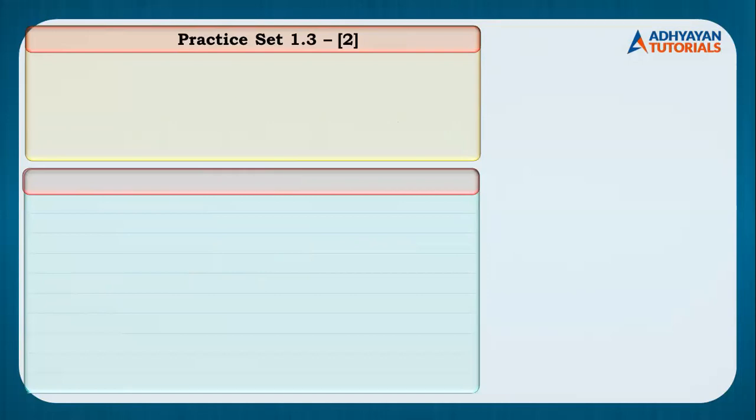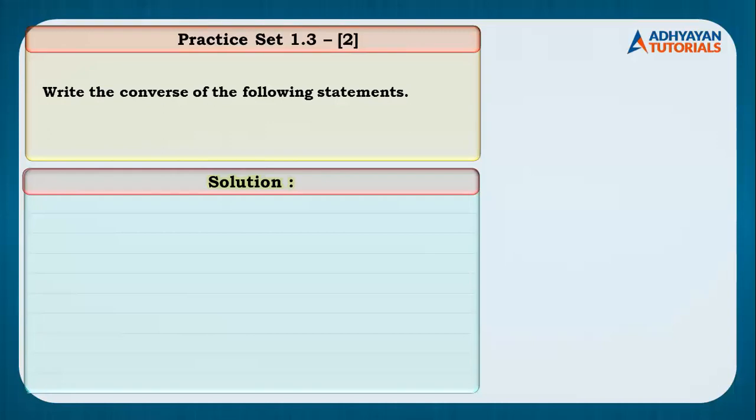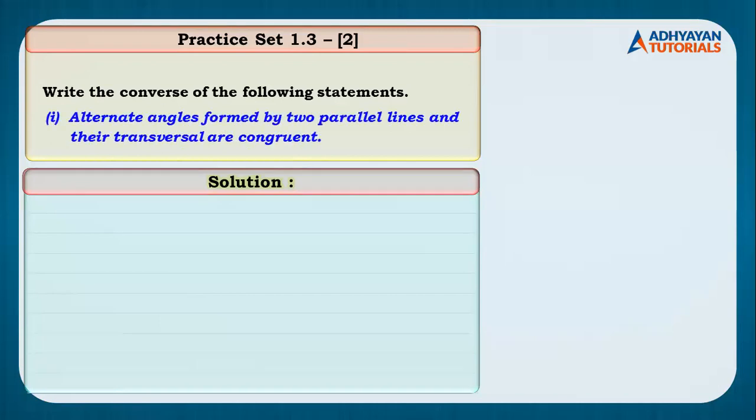Practice set 1.3, question number 2. Write the converse of the following statements. Now the question might seem very easy, right? Don't worry, let us look at the question. First sub question: alternate angles formed by two parallel lines and their transversal are congruent.